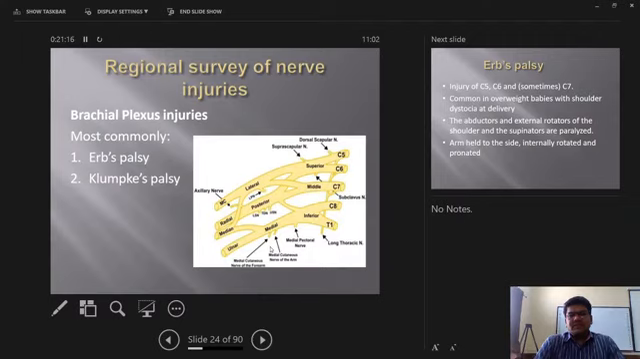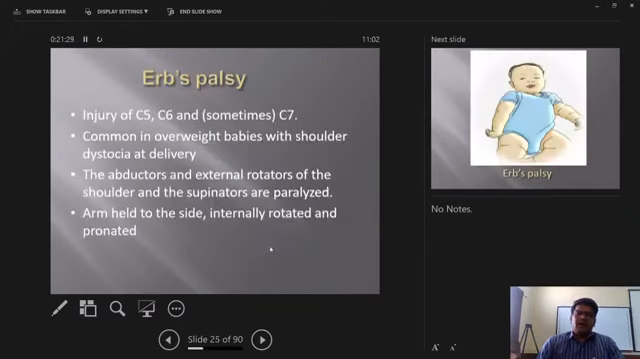So, a regional survey of nerve injuries: brachial plexus injuries. Most commonly it is Erb's palsy, or the upper brachial plexus palsy, and Klumpke's palsy, or the lower brachial plexus palsy. Erb's palsy is injury to C5, C6 and C7. It is common in overweight babies and in shoulder dystocia at delivery.